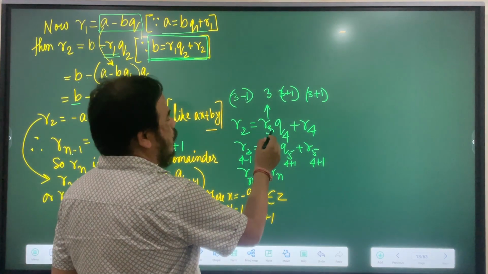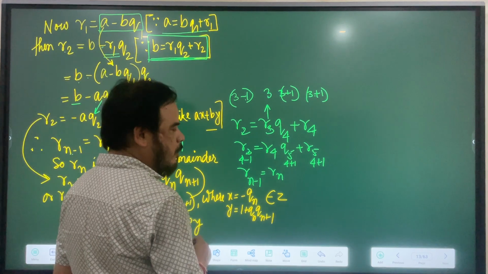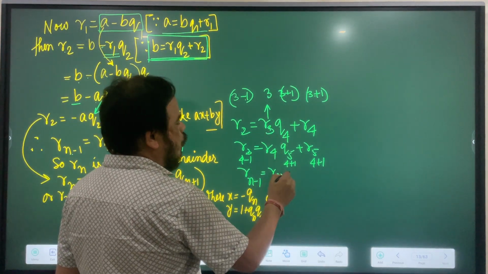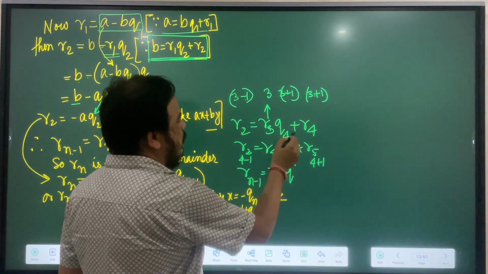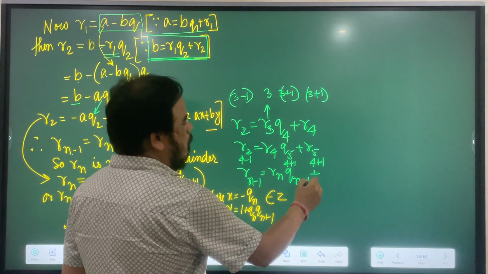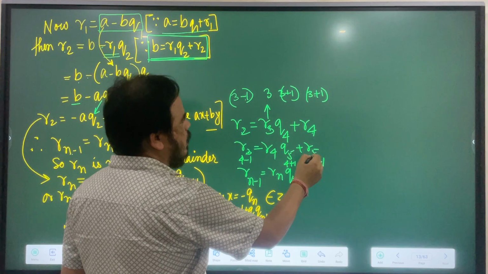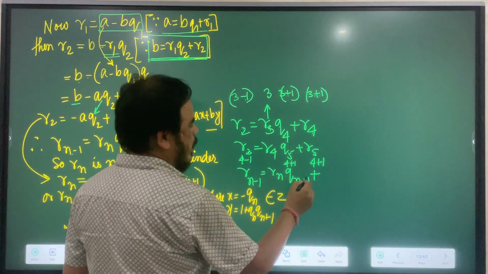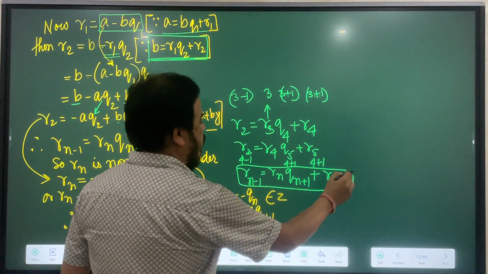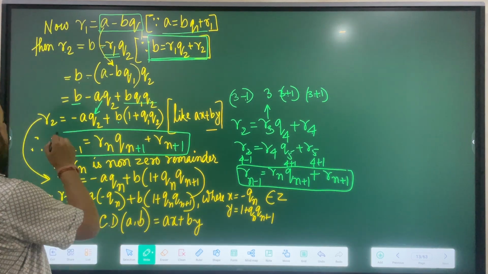Let me explain again. 3 will be 3 minus 1, 4 will be 4 minus 1, so n will be n minus 1. For Q, 3 will be 3 plus 1, 4 will be 4 plus 1, n will be n plus 1. Plus R5, R4: this one and this one are the same. 3 plus 1, 3 plus 1, so n plus 1, n plus 1. This is what I have written here. I hope you understand.